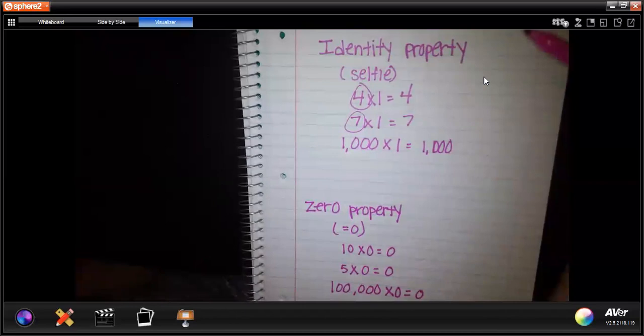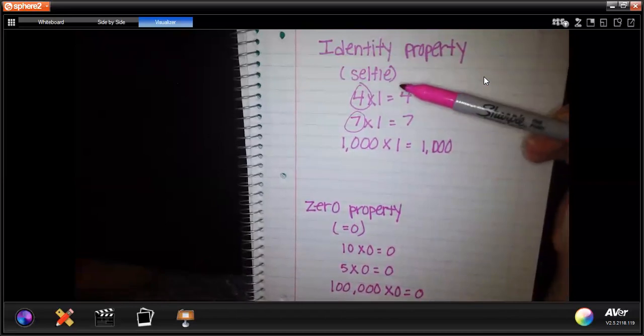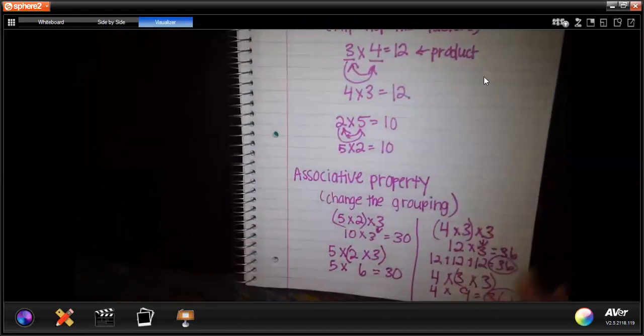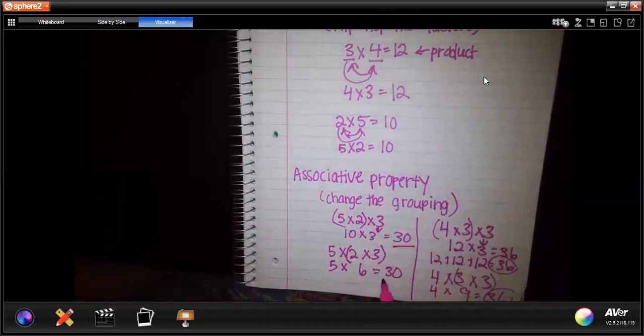The identity property is going to be a selfie. The number you multiply by 1, that is going to be your product. Going back to the associative property, you're just changing the grouping on the factors. No matter where the parentheses are, the product is always going to be the same.